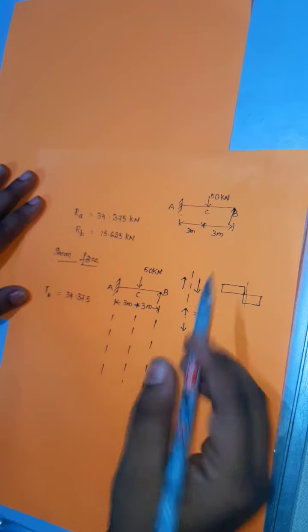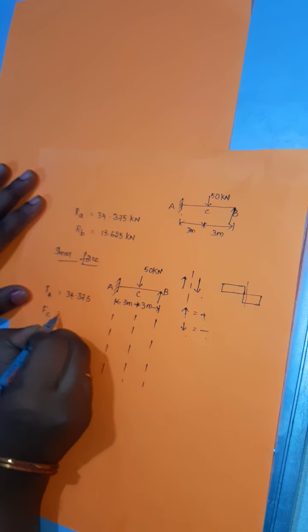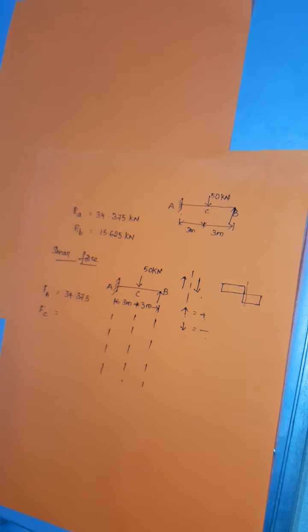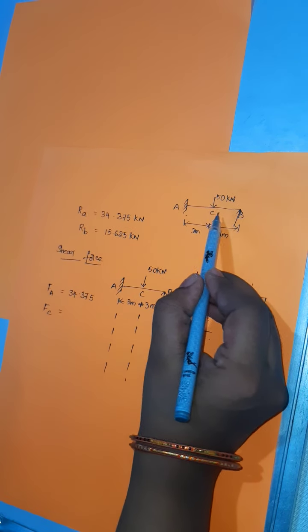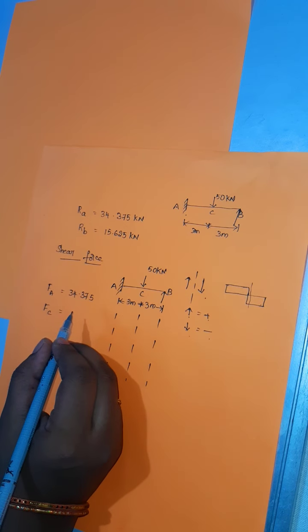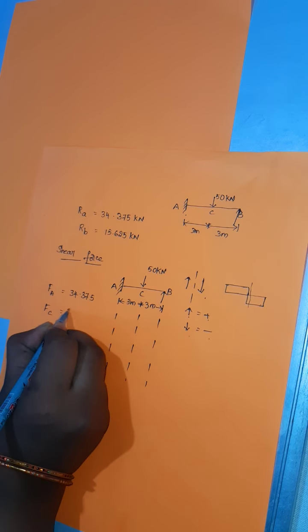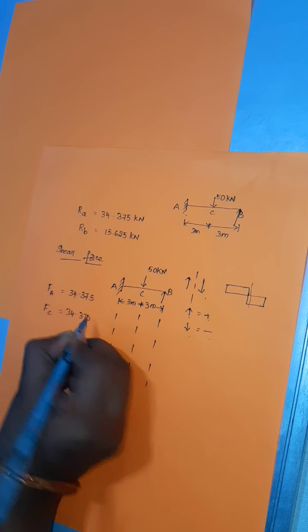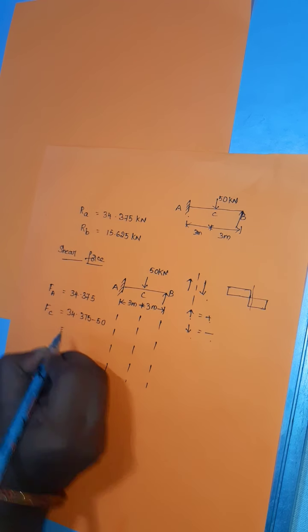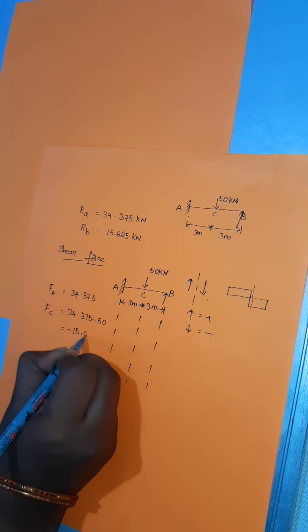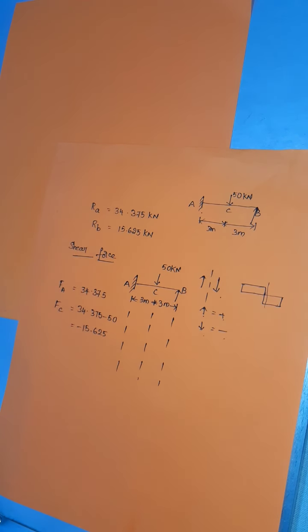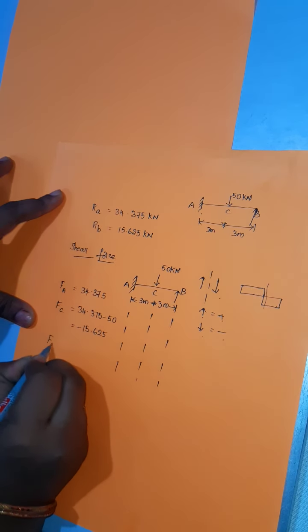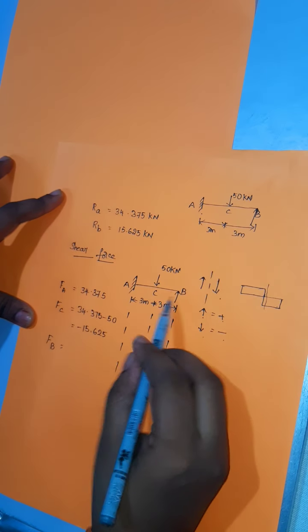Next, shear force at C. Is there any force between A and C? No. But at C a point load acts. Downward force means negative, downward arrow means negative. That means 34.375 minus 50. How much did we get? Minus 15.625.